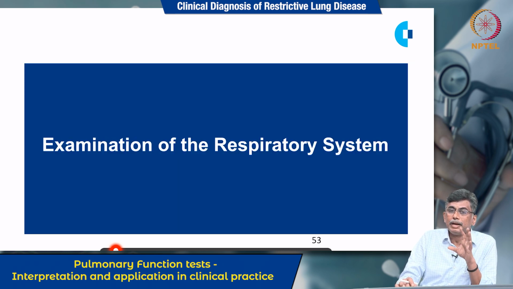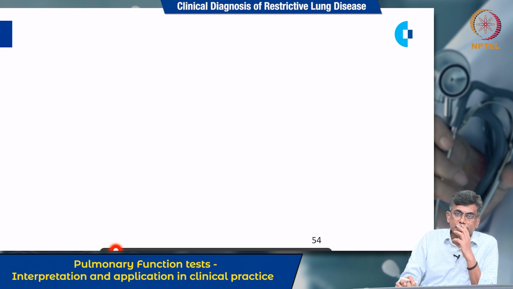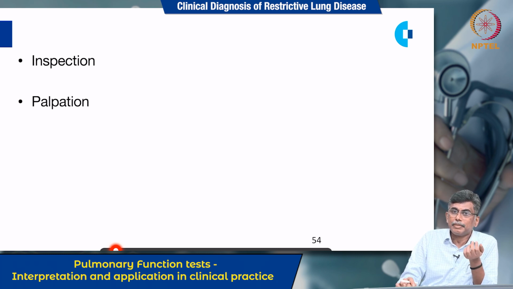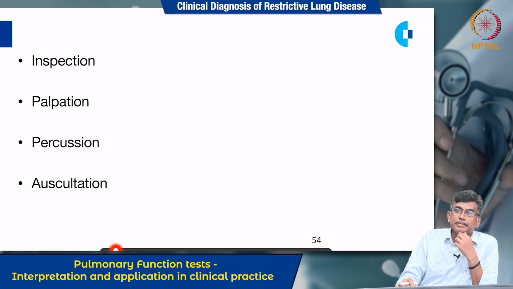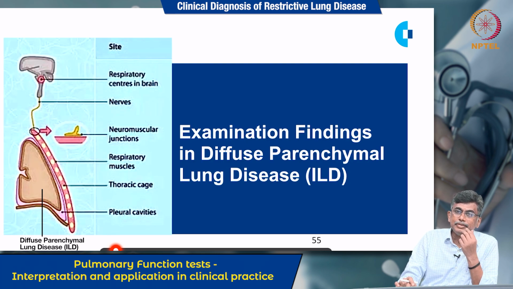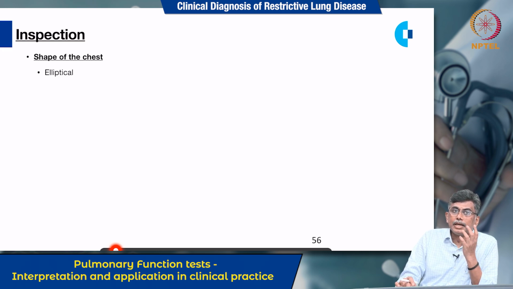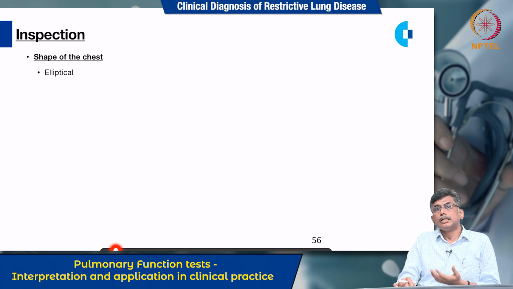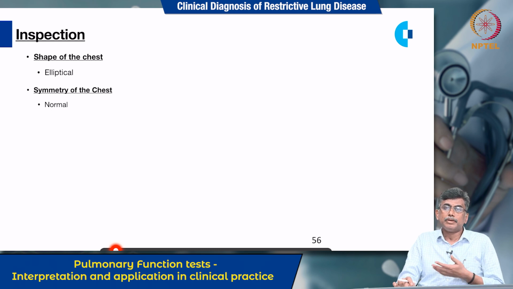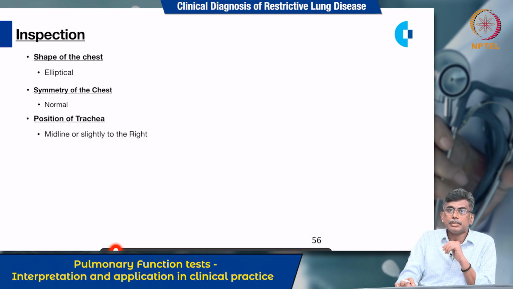Now coming to the examination of the respiratory system proper to identify these restrictive lung diseases. The examination of a system involves inspection, palpation, percussion and auscultation. First we will see what are the findings in diffuse parenchymal lung disease or interstitial lung disease. In inspection, first we see the shape of the chest, then we see the symmetry of the chest. The shape of the chest is usually elliptical as normal. In obstructive lung disease only it becomes barrel shaped. So shape and symmetry are usually normal in a diffuse parenchymal lung disease.